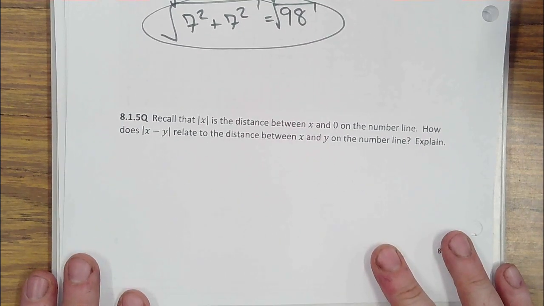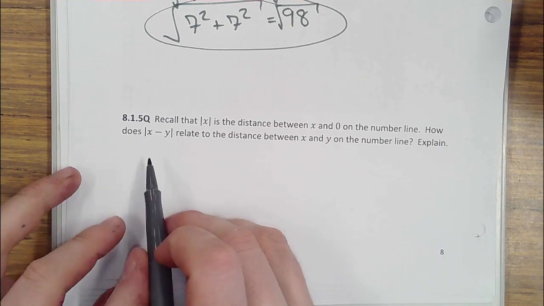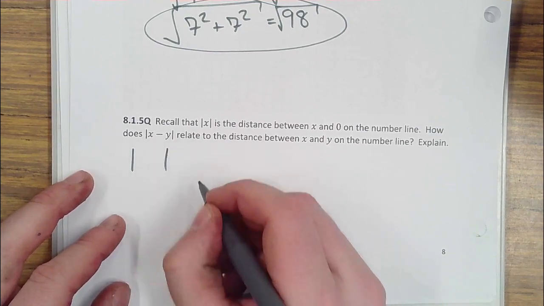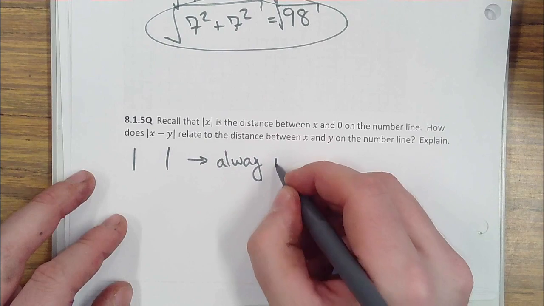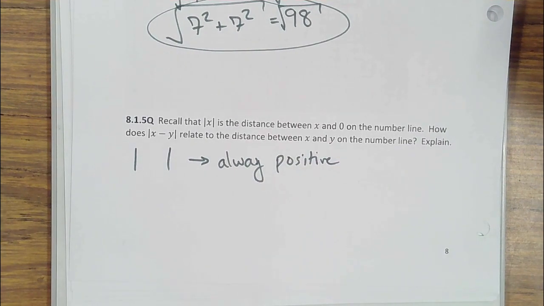Next one in the box, 815. Recall that the absolute value of x is the distance between x and 0 on the number line. Remember, absolute value just tells you how far something is away. It doesn't matter whether it's negative or positive. So why is this the distance between x and y? Absolute value tells you that it's always positive, and that's true for distance. Distance is always positive. Why are we minusing x and y if we want to find the distance?